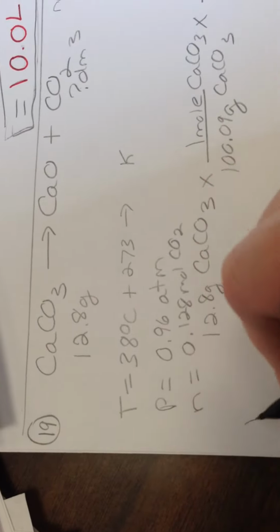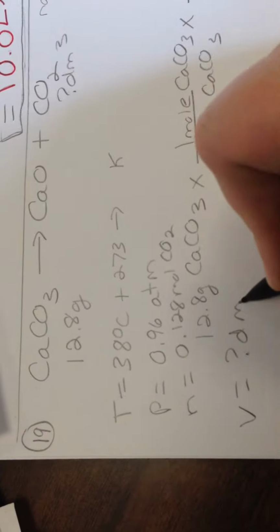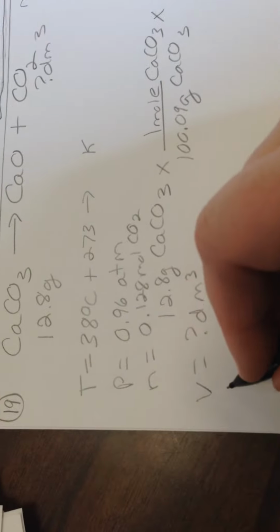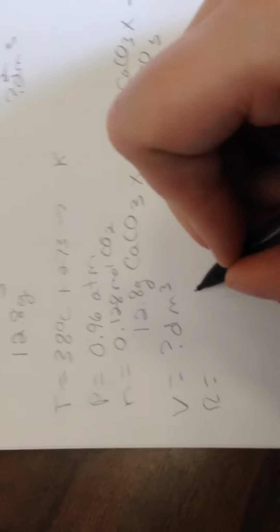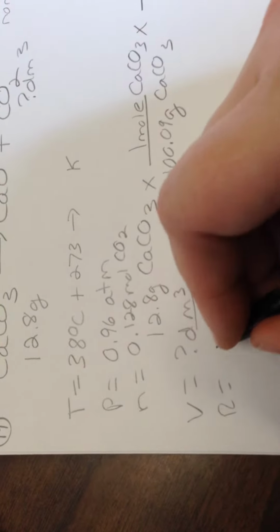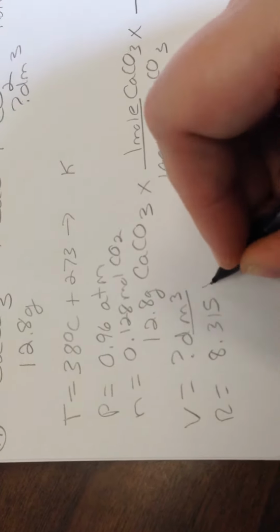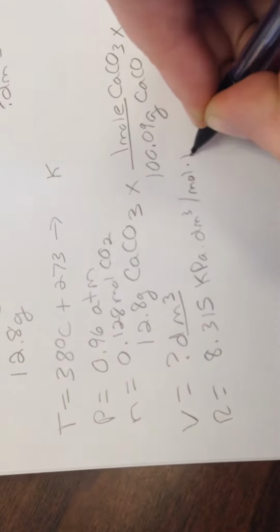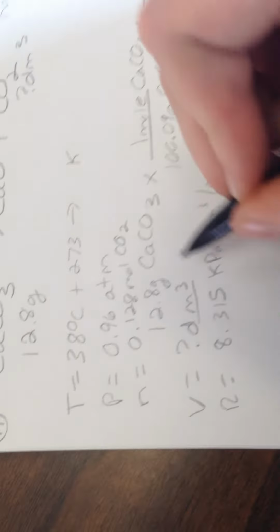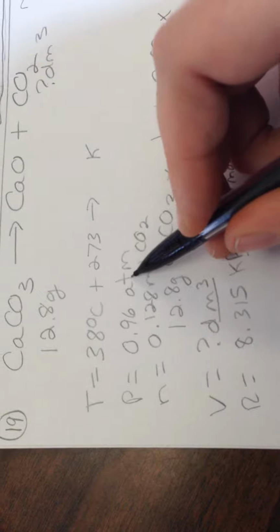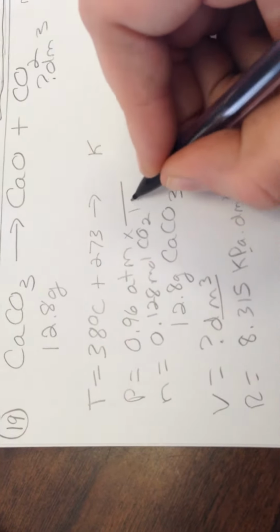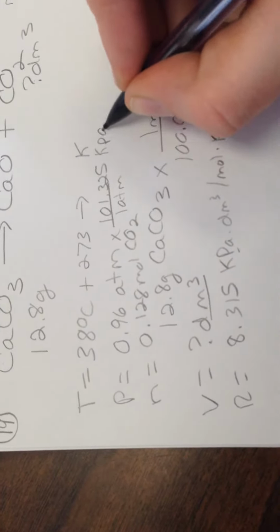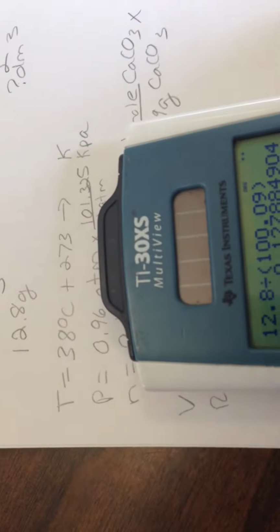So we have our P, our V is what we're looking for. That's going to be in decimeters cubed, because that's what the problem asks for. And then we have the R. This is where it gets tricky. Since we're in decimeters cubed, we're going to use the 8.315 kPa times decimeters cubed divided by moles times Kelvin. Well, since this R is in kPa, we have to change this from atmospheres to kPa. So for every 1 atmosphere, there's 101.325 kPa.